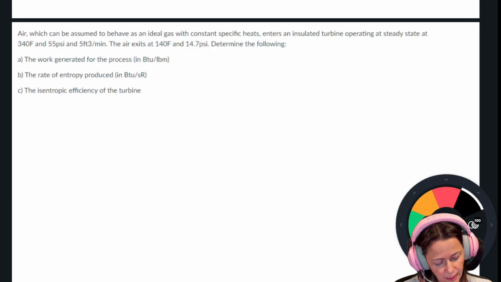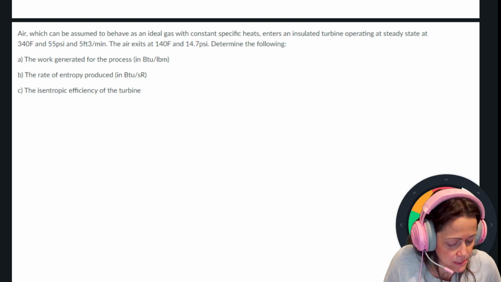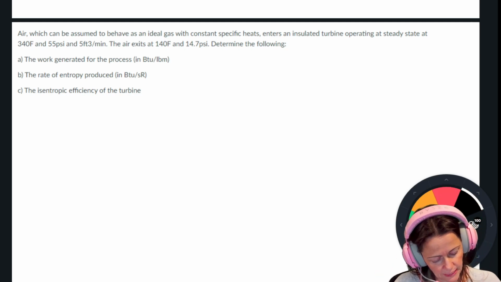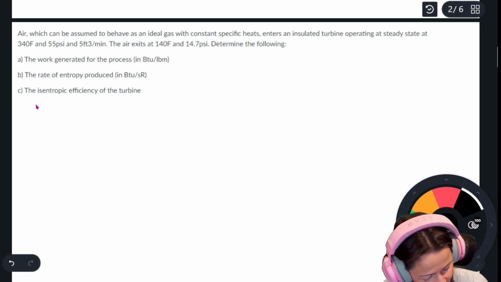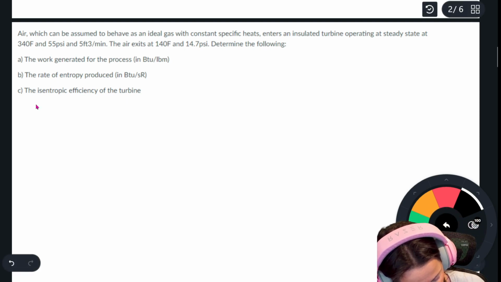All right, so we have air, which is assumed to behave as an ideal gas with constant specific heats. Oh, and it's in English units, unfortunately, but that's okay. So let's go ahead and draw things. So I have air.